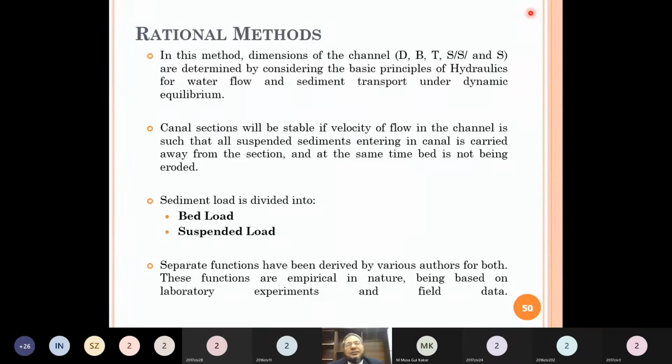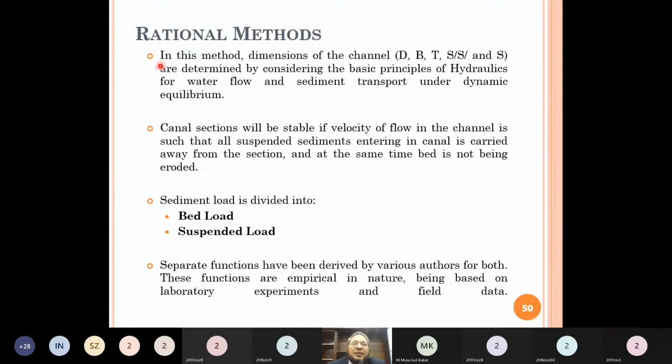Perhaps we were here. We had made discussions on the design of irrigation channel by using the regime method, and now today I would like to start the design of channels by rational method.